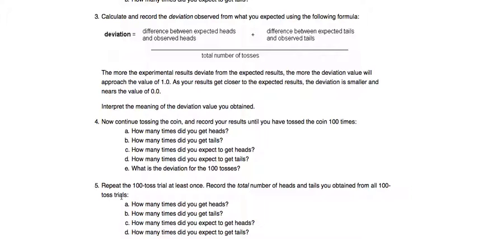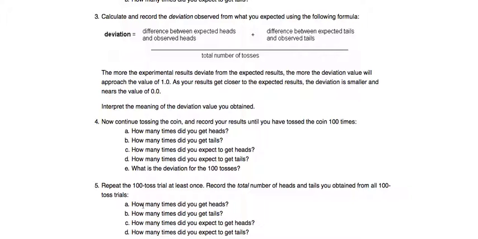Now, from there, you're going to continue tossing the coin and record your results until you've tossed the coin 100 times. Yeah, I know that's a lot of tosses. But the goal is then we want to see what the deviation is after 100 instances. If in fact probability is working out, as you get closer to the expected results, you're going to see that deviation number come closer to 0. Or you should in some instances. Not all of you will.